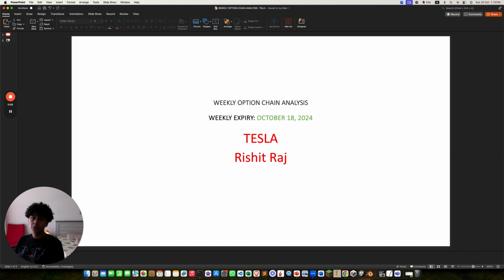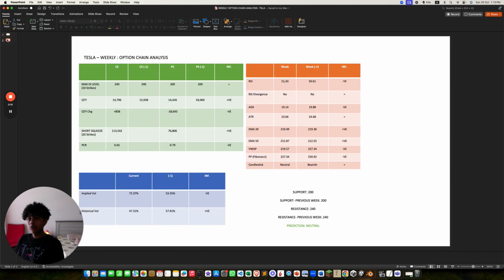I'll be going over my weekly option chain analysis for Tesla. The max Y level has stayed the same for PE and CE, so that's neutral. Quantity is higher for CE, that's positive. Change is higher for PE, that's negative. Short squeeze is higher. This is actually positive.